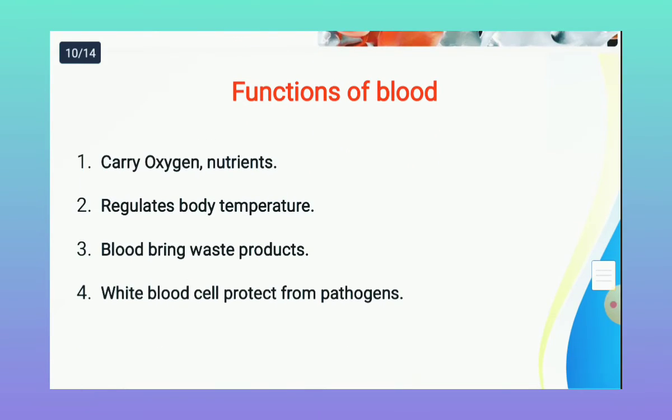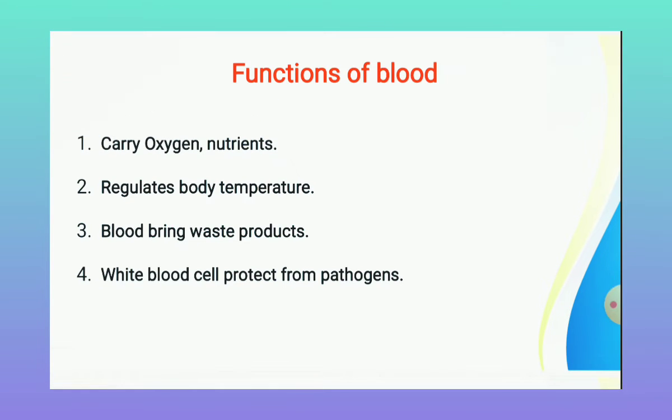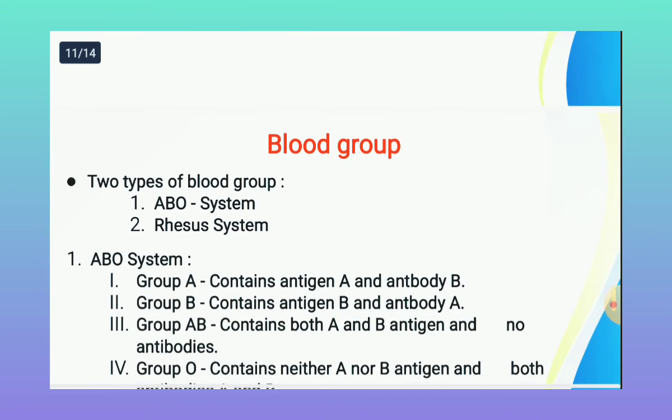Now what are the functions of blood? So the functions of blood are: blood carries oxygen and nutrients, and regulates the body temperature. Blood brings the waste products out of the body, and the white blood cells protect from pathogens. And next we'll discuss blood grouping.